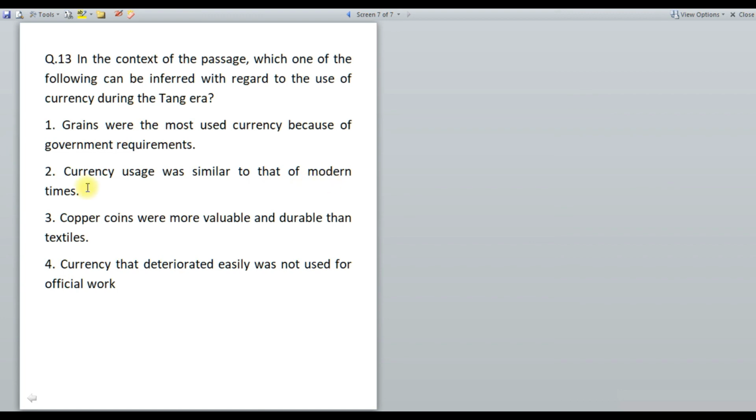So solving a passage requires a proper mental mapping of the passage and some very good observation. Thank you.